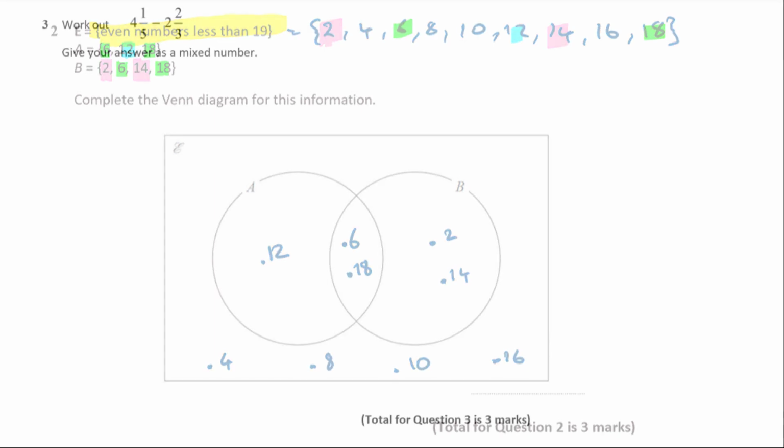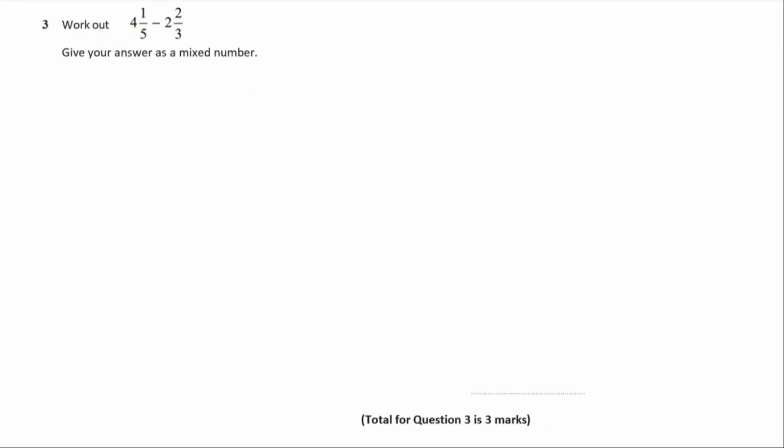Good, let's move on. Question 3, work out 4 1/5 minus 2 2/3. Give your answer as a mixed number. Okay, well, they're already mixed numbers, aren't they? But they're not super easy to subtract when they're mixed numbers like that. So probably the easiest thing is to convert them both into top-heavy fractions, then find a common denominator, then do the subtraction, and then convert them all back again.